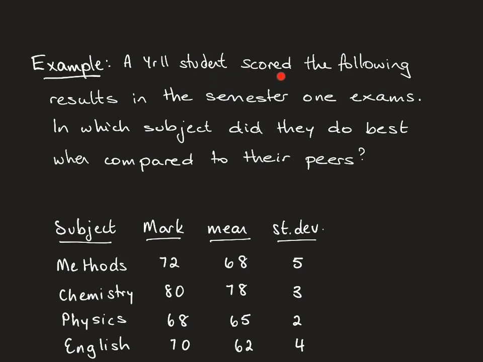So a Year 11 student scored the following results in the Semester 1 exams. There they are down here. There's their marks. That's the mean for the paper and the standard deviation for the paper. In which subject did they do best when compared to their peers? So what we want to do is have some commonality where we can compare this score for methods compared to the mean and the standard deviation with this score for the chemistry compared to the mean and the standard deviation.